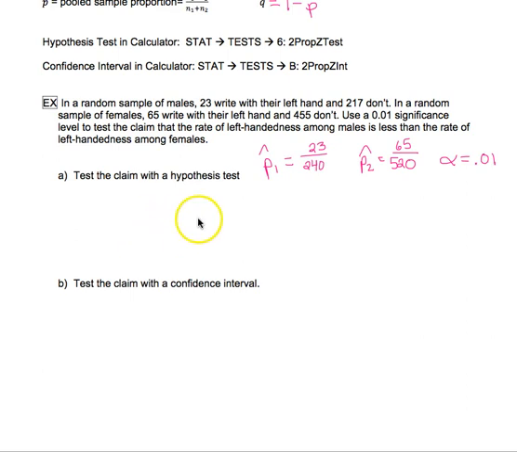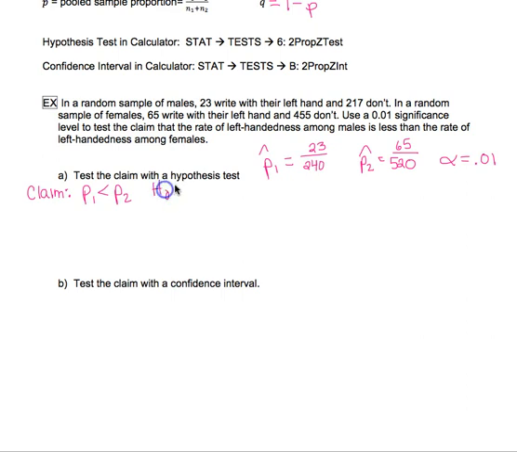Okay, so our claim in this case was that the rate of left-handedness, which would be the proportion, right, of left-handedness among males, is less than the rate of left-handedness among females. So symbolic form is always what we want for the claim, and in this case that would be that p1 is less than p2.